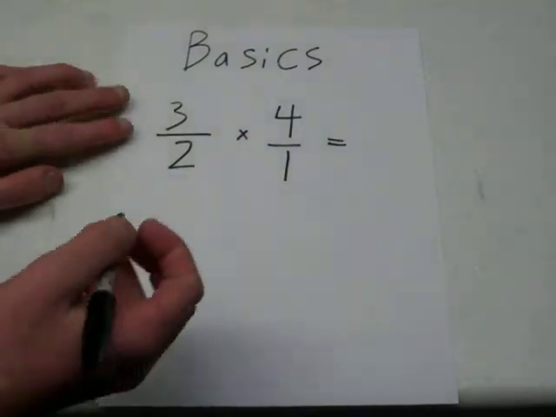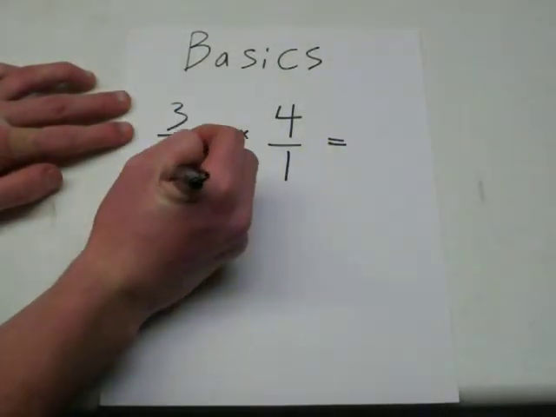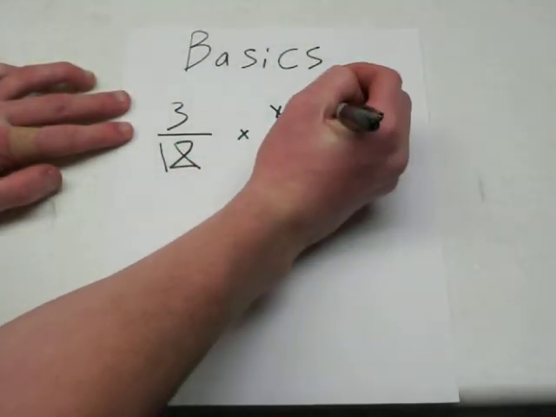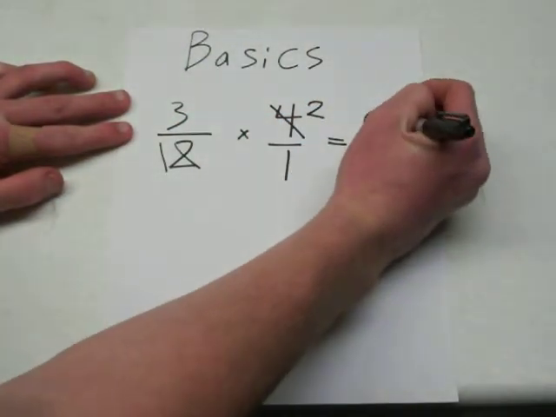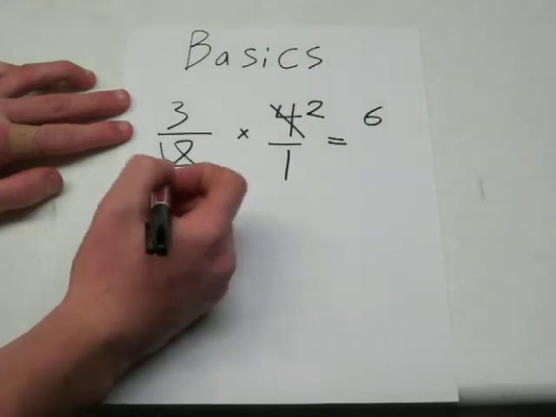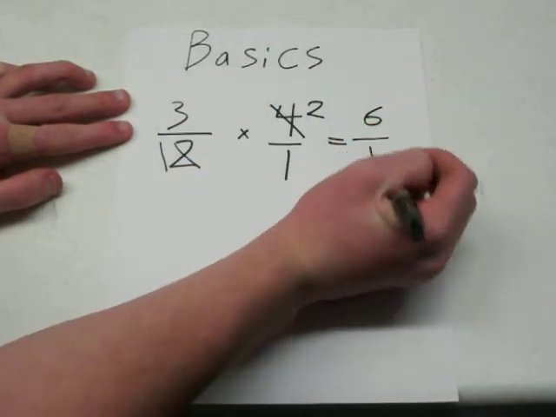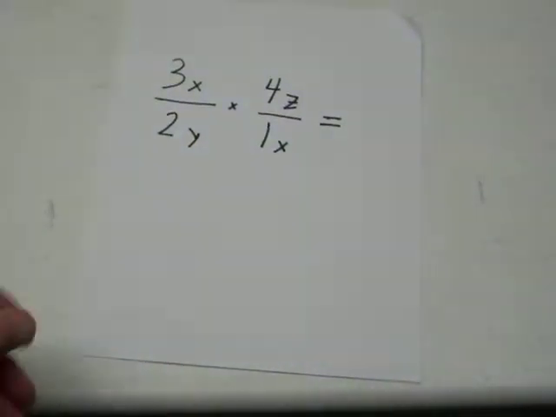The greatest common factor is 2, so 2 divided by 2 is going to give you 1, and 4 divided by 2 is going to give you 2. So you're going to go ahead and cross multiply them, get a 6 on the top because 3 times 2 is 6. And then 1 times 1 is 1. Alright, keeping that in mind, we're going to move on to this.